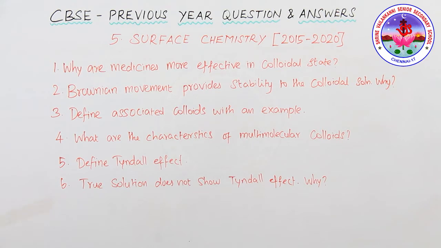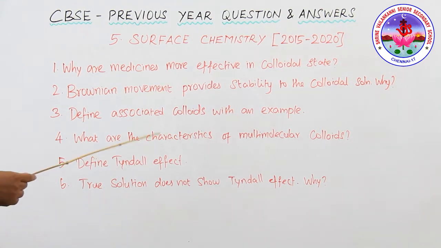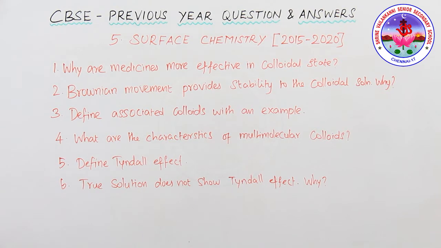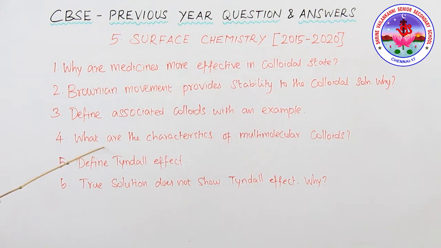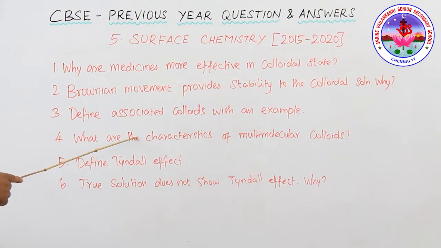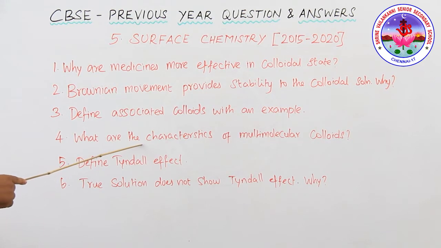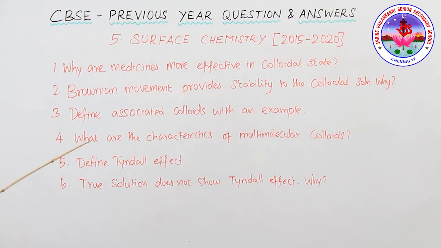Then, what are the characteristics of multimolecular colloids? Here the colloidal particle consists of aggregates of small atoms or molecules. The key words are small atoms or molecules. An example is As2S3, arsenic sulfide sol, which is a multimolecular colloid.